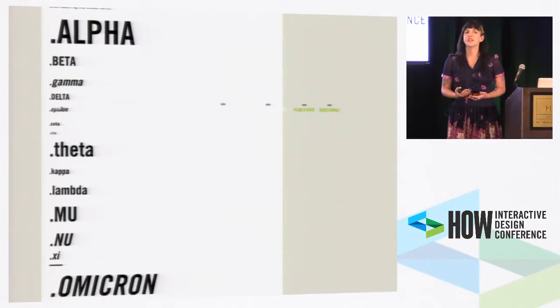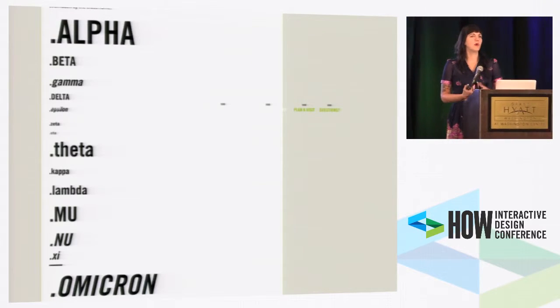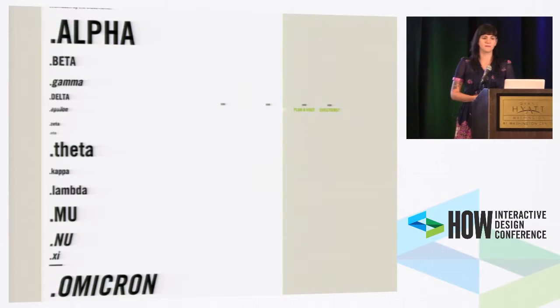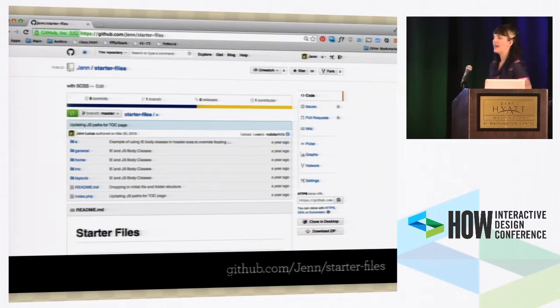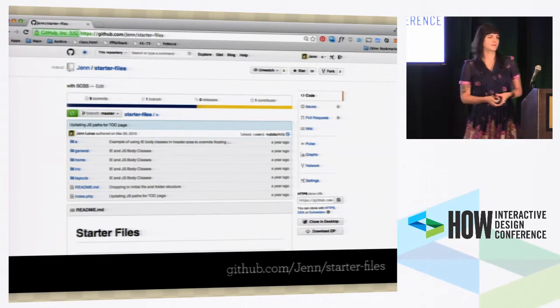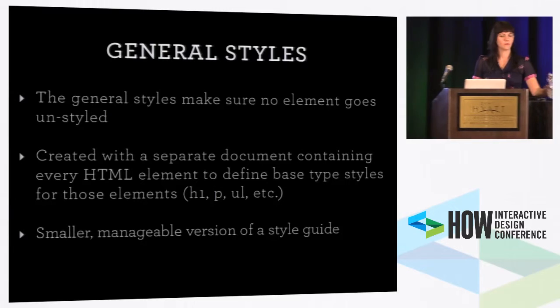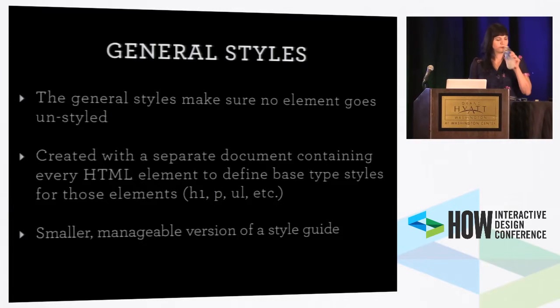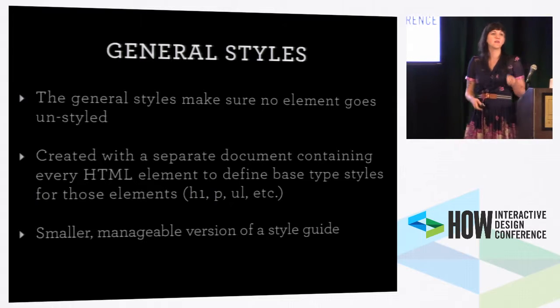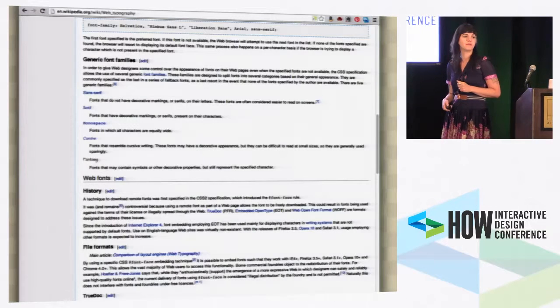Putting these together is sometimes a smaller, more manageable way than building a robust style guide, especially if you're on tight timelines or budgets. If you're interested more in this, on GitHub, I have a starter file example that you can grab. Taking these extra steps will provide a better handoff, better results after your handoff.